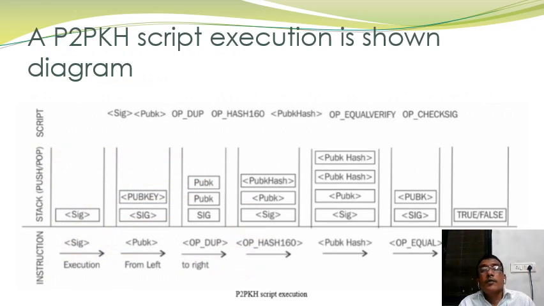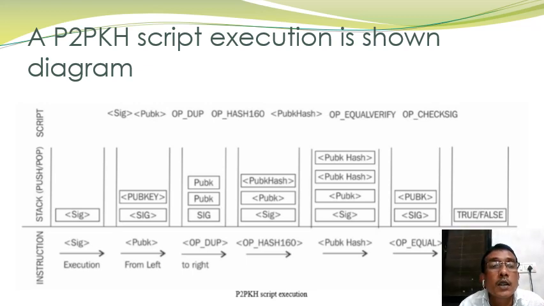So you can see one script command is given: pay to public key hash. This script is shown in the figure. You can see how this script is executed and what will happen to the stack, as shown in this figure.